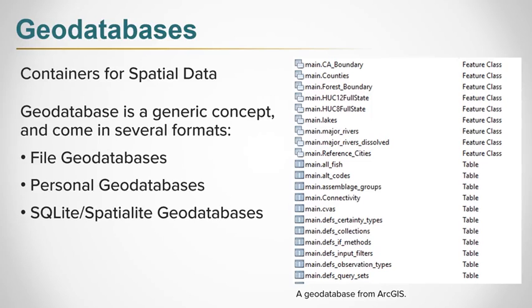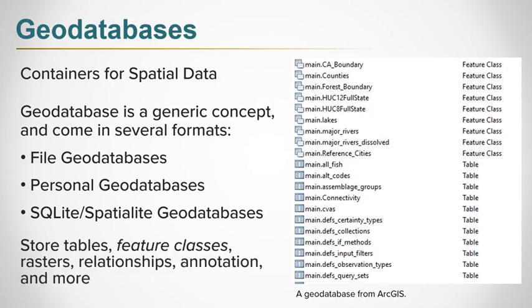Geodatabases help us bring together both feature classes and rasters, feature classes being vector data, but also our tabular information, our relationship information, and our annotation information, and even more.